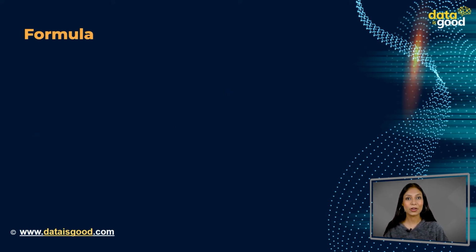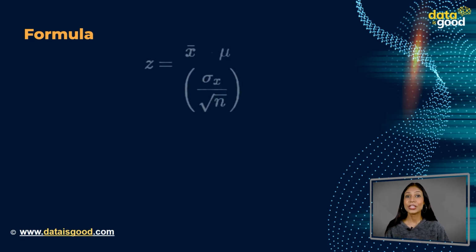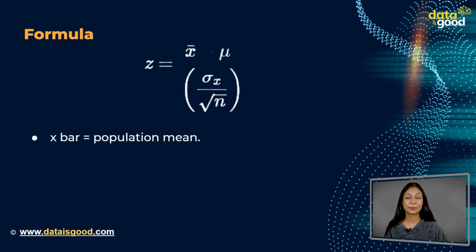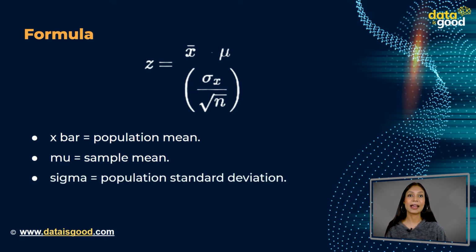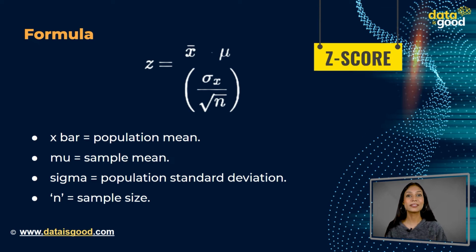Let us look at the formula of the Central Limit Theorem. You can see the formula on your screen. Central Limit Theorem for sample means is given by z equal to x bar minus mu divided by sigma divided by the square root of n. Here x bar is the sample mean, mu is the population mean, sigma is the population standard deviation, and n is the sample size. This formula is used to find the z-score.